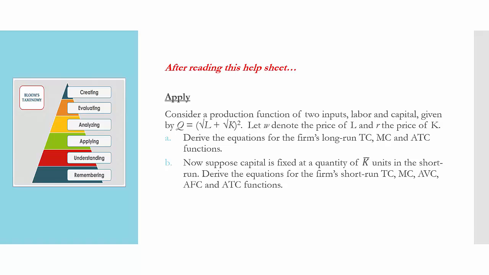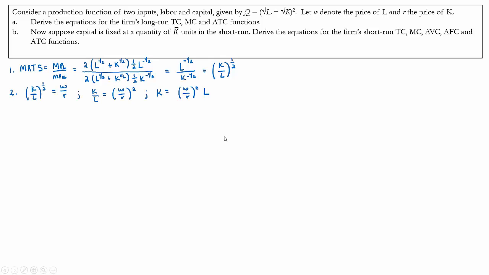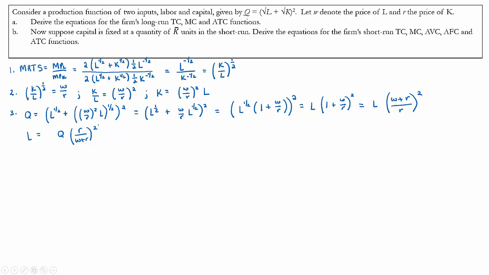Let's work this problem. Given this production function, let's start by deriving the long-run cost functions. To derive the long-run cost functions, first step is to derive the MRTS. In the second step, we will set the MRTS equal to the slope of the isocost line and solve for capital. This is called the expansion path. In the third step, we will plug the expansion path back into the production function and solve for labor. Now we have derived the labor demand function.